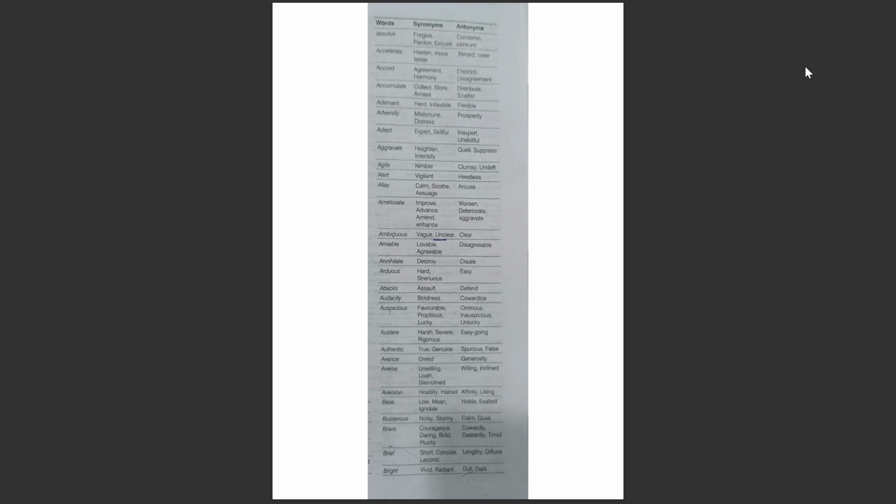सो अटैक का सिनोनिम इज़ असॉल्ट. अटैक करना, असॉल्ट करना, हमला करना, दीज आर सिनोनिम्स. एंड टू डिफेंड इज़ द एंटोनिम. द नेक्स्ट वर्ड इज़ ऑडेसिटी. Audacity, I mentioned, audacity means the boldness, the harshness, having the guts to. Audacity का मतलब होता है having the guts to.